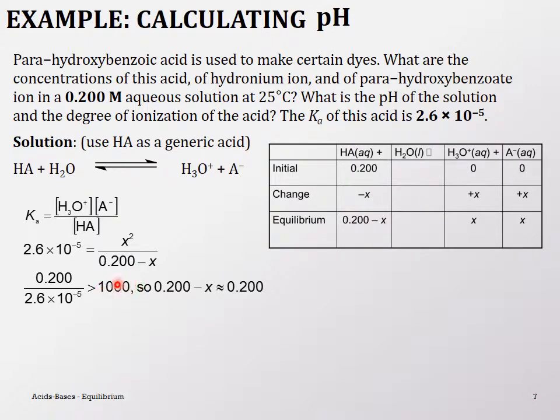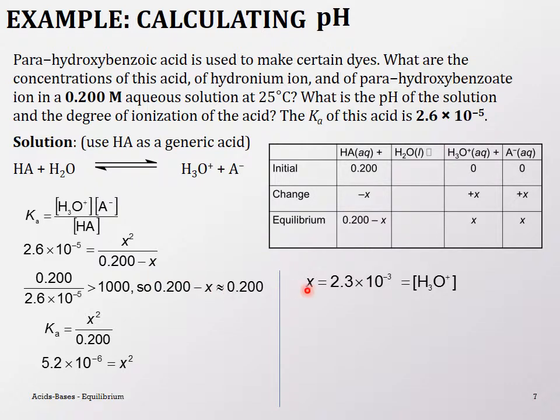Again, remember, this has to be a really large number, more than 1000, for you to be able to ignore X. The other way is to not ignore X, figure out X, and then do the calculation, which I'll show you in a minute if you want to do it that way. So if you ignore the X, then this is your equation where Ka is X squared over 0.2, and so 5.2 times 10 to the negative 6 is X squared. By cross multiplication, you figure out the value of X, which is the square root of 5.2 times 10 to the negative 6, which is then the hydronium ion concentration.